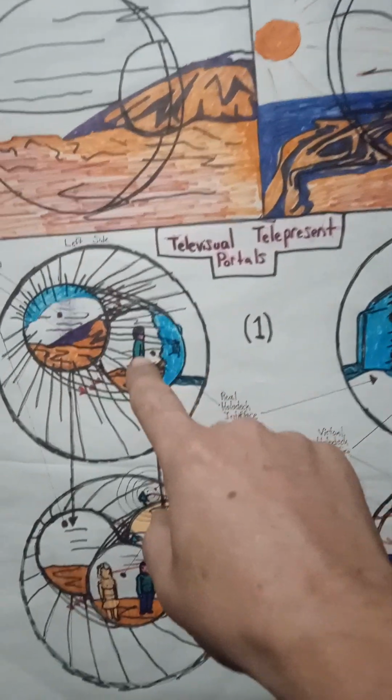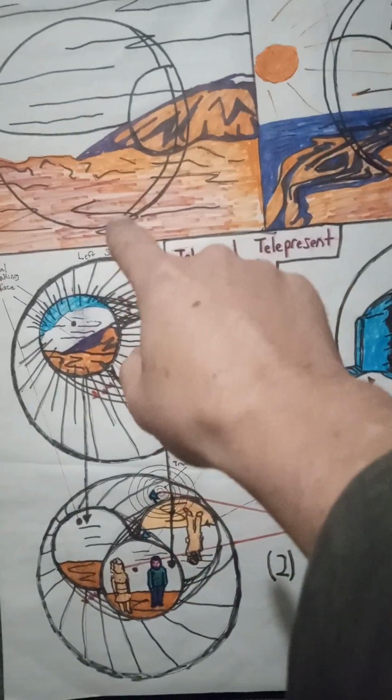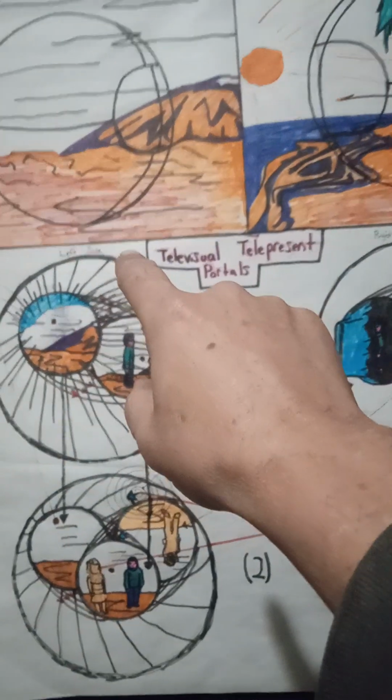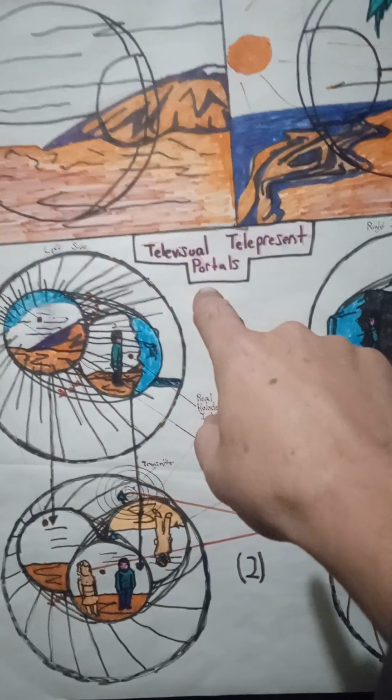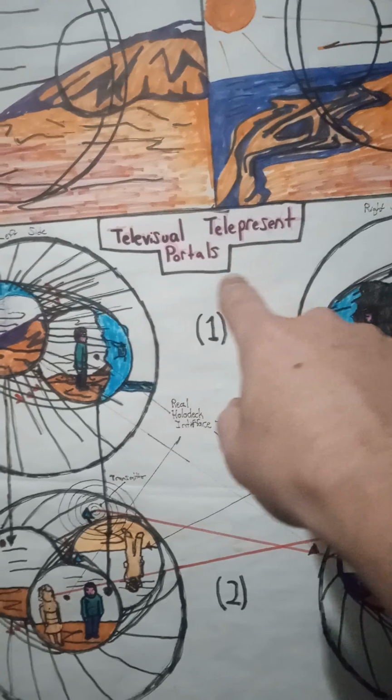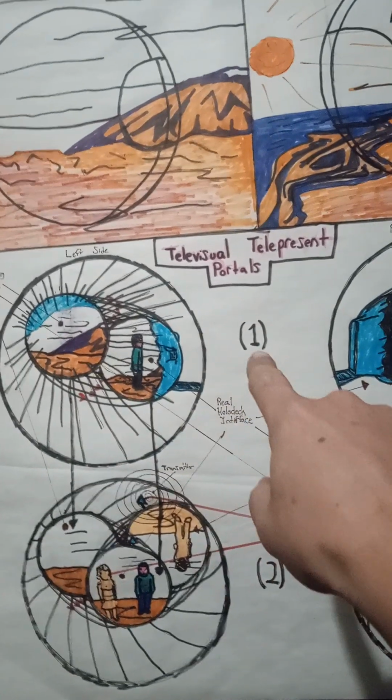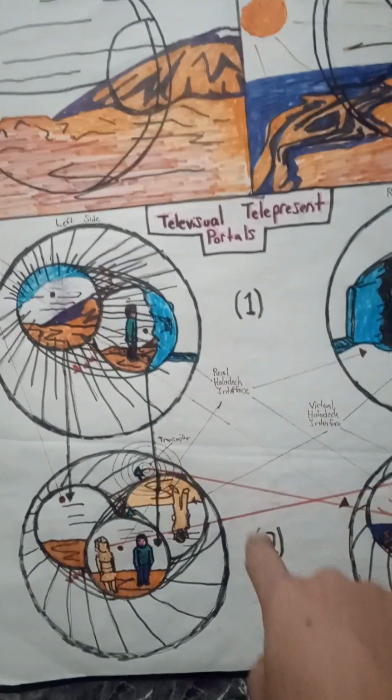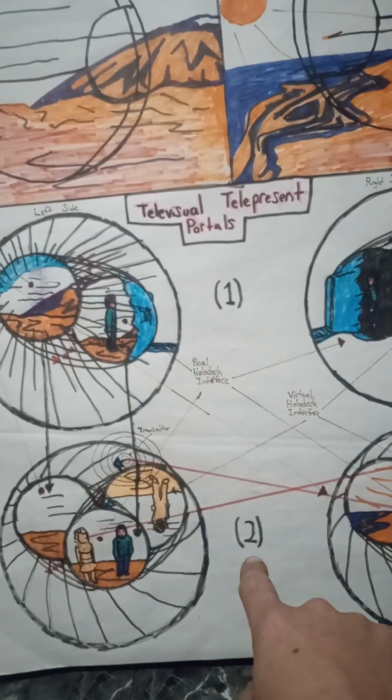These are the open view of each of those two portals, and you can call them John and Jane. These are Televisual, Telepresent portals, and number 1 is the setup, and number 2 is the actual operation.